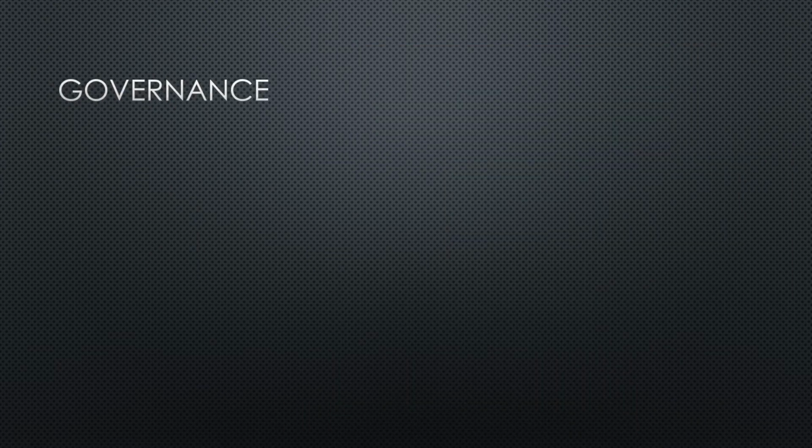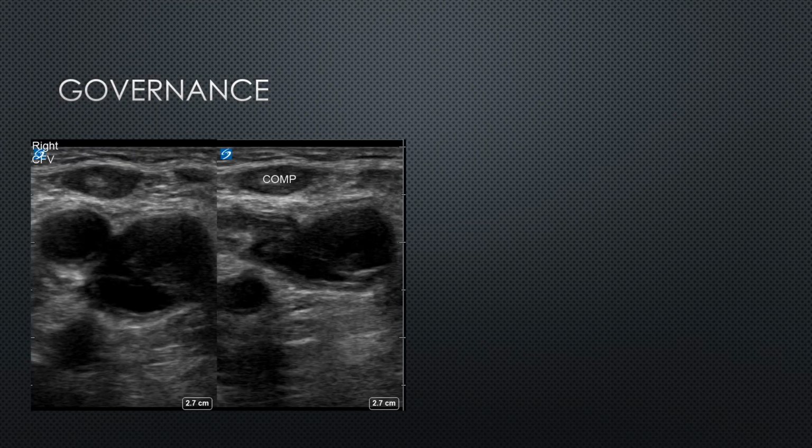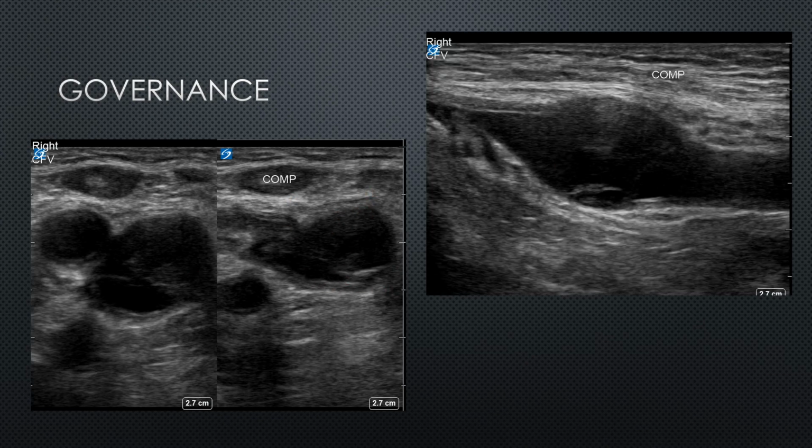And finally, a few words about governance. So ideally save a short video clip of yourself compressing the vein, but alternatively you can use a split screen function. So here is the femoral vein and artery without compression, and here with compression, and we can see the walls have not come together despite the compression. And always save in transverse and in long axis.